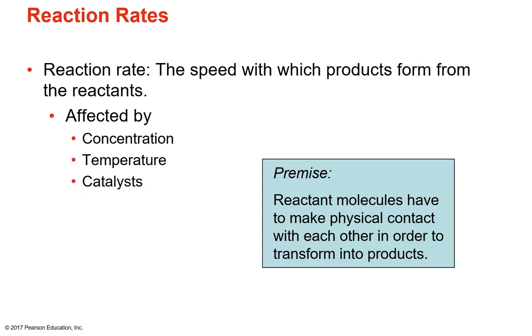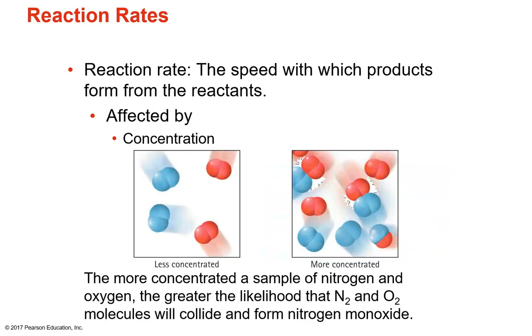Catalysts. Catalysts are things that lower the energy barrier to make a reaction occur. So they're not part of the reaction, but they're chemicals that make it so the reaction can occur more readily with less energy involved. And so we have a couple of examples here.